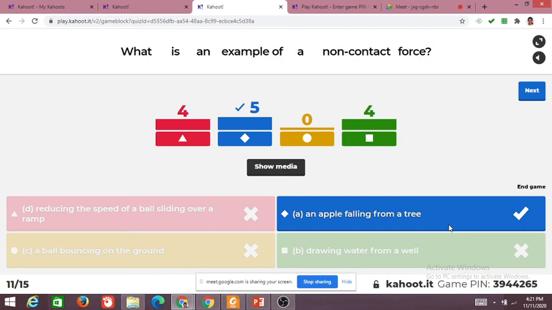Due to gravitational force. Yeah, gravitational force, you can say gravity. So then, what about drawing water from a well? To draw water, muscular force, ma'am. Yeah, it's muscular force. So muscular force is a contact force, hence it is also not the answer. So I think there is a tie between drawing water from a well and apple falling from a tree. So look at the question carefully and then answer, okay?